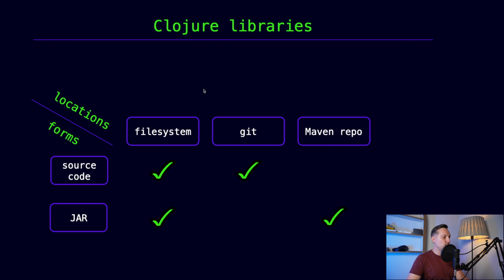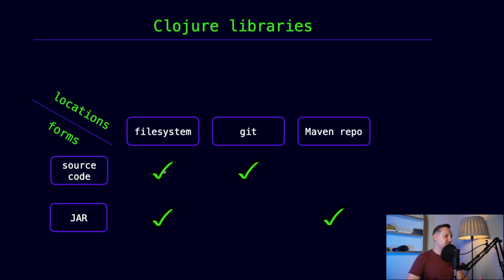They can be in the form of source code, or they can be packed to the jar files. Inside the jar, you can also store a source code, or it can contain a compiled bytecode. As for locations, libraries can be stored directly on your file system, or they can be put in Git, or in the Maven repo. And Maven repo could be local or remote. Depending on a library form, you can use different locations.